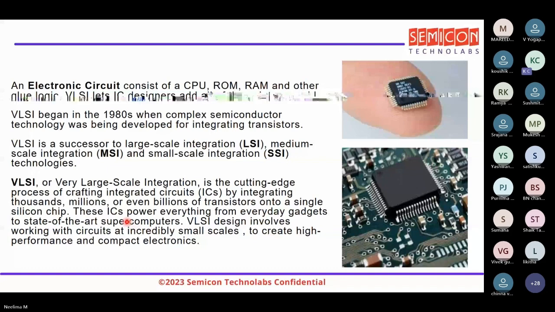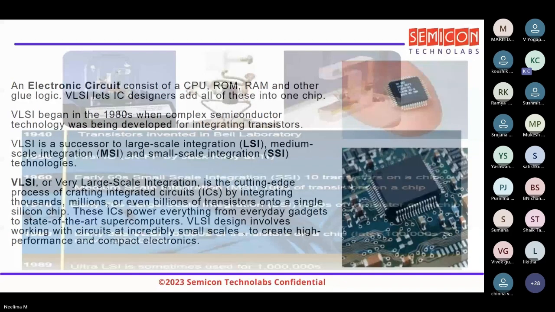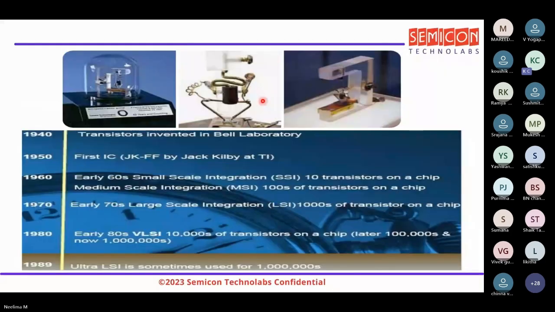Now let's go into the history of VLSI. As you can see on the top, this is one single transistor. Just look at how big it is. A single transistor was invented in Bell Laboratory in 1940. It is so big, one single transistor, right? This was in 1940. Then in 1950, the integrated chip came into the picture.